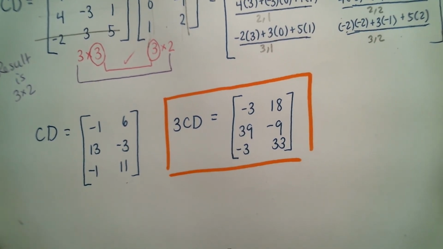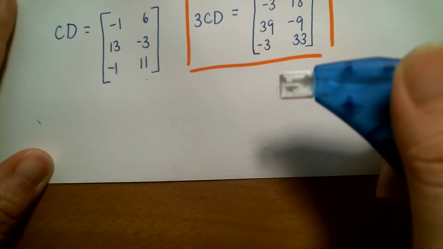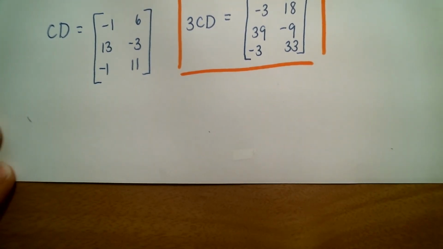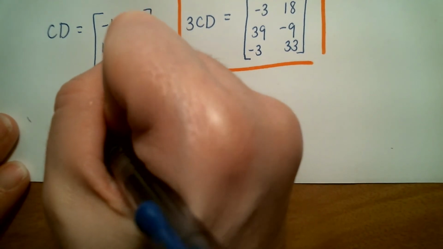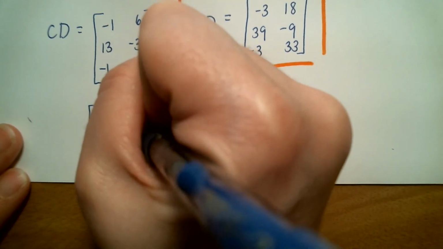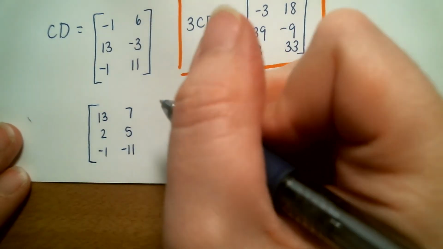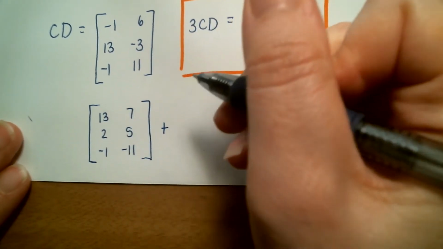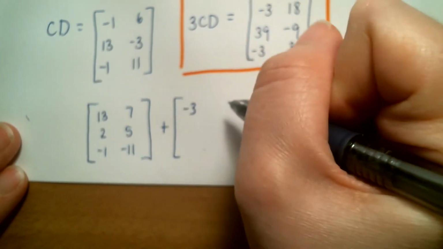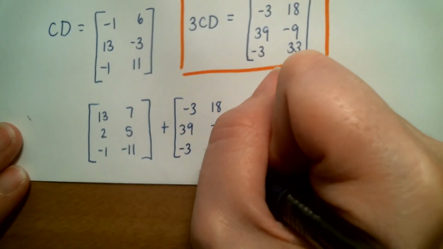Okay, so I'm going to try to fit it in here at the bottom of the page, so I don't have to add another page to this. Take off the page number so we don't mix up that number with everything. All right, so our final answer is going to be negative 1 times D times B. That's going to be 13, 7, 2, 5, negative 1, negative 11. We are going to add 3 times C times D, which is this matrix we just found. So we're going to add negative 3, 18, 39, negative 9, negative 3, 33.